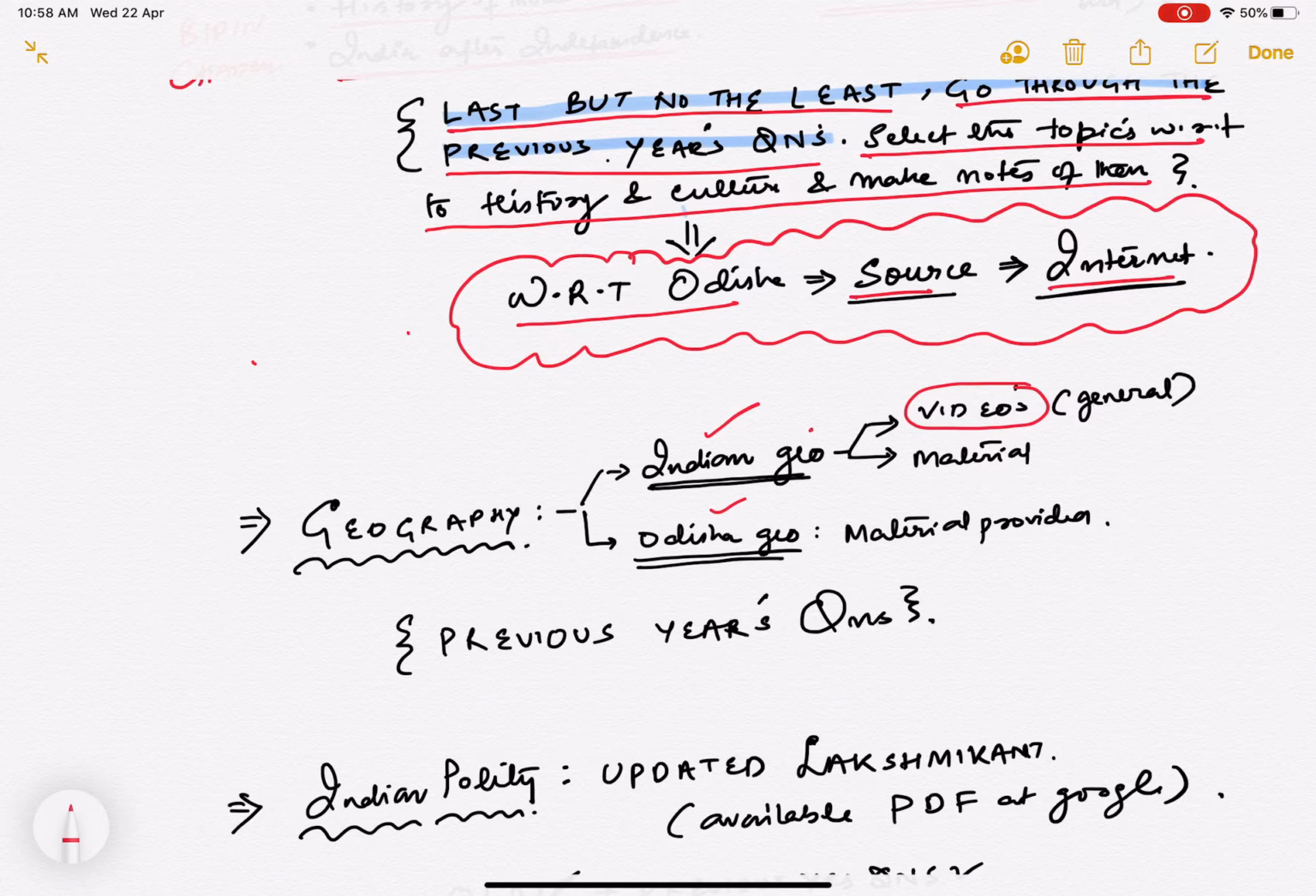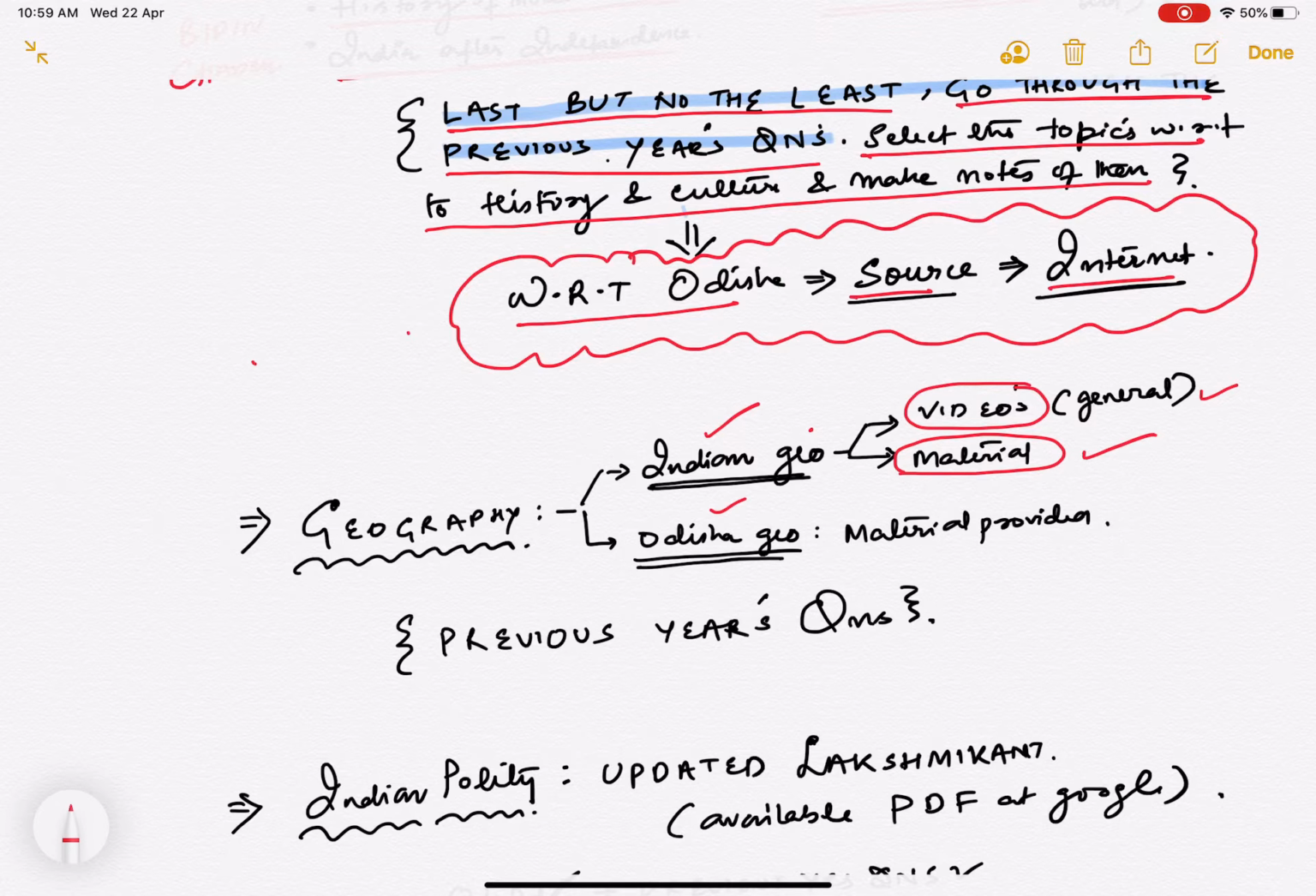Materials with respect to Indian geography have already been provided in your geography channel; we have a specific channel for the optional. Over there certain materials which are India specific have been provided. You can go through those materials, plus you can go through my videos.